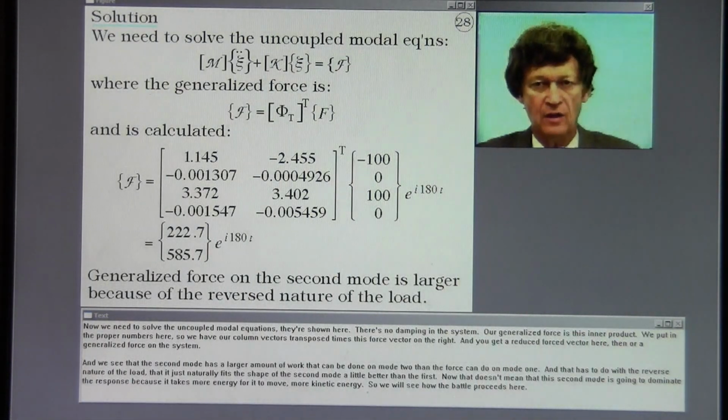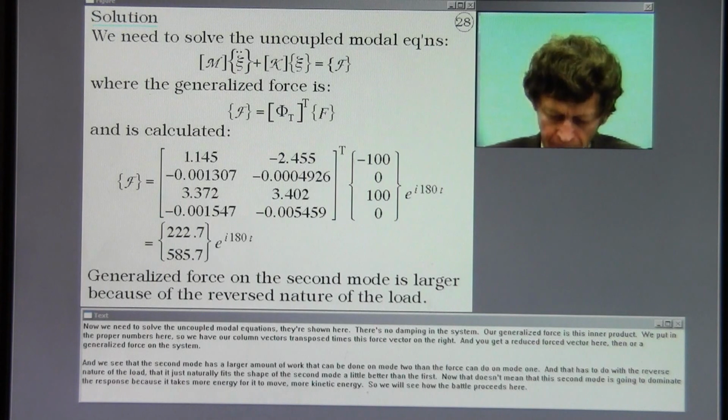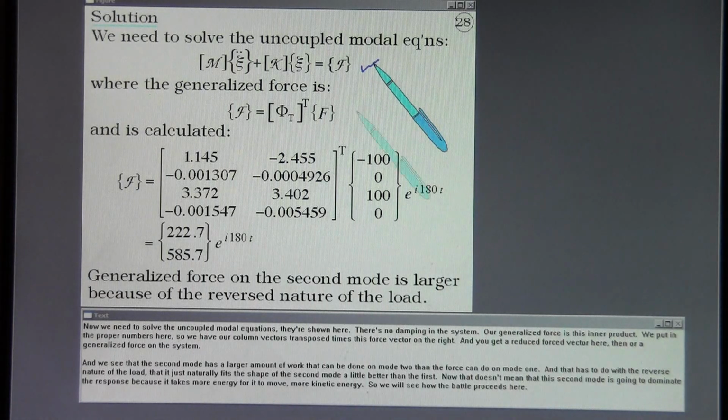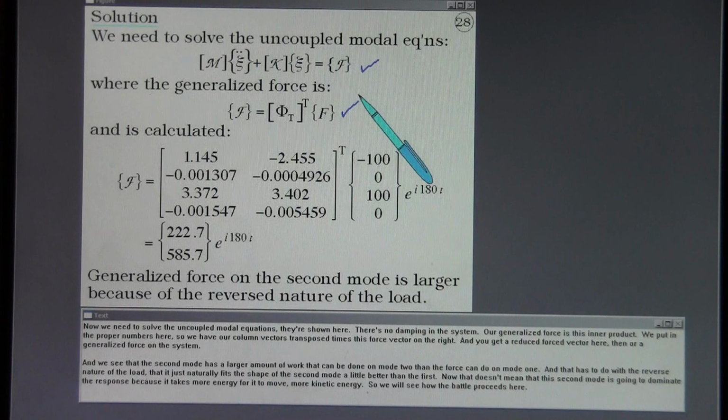Now we need to solve the uncoupled modal equations. They're shown here. There's no damping in the system. Our generalized force is this inner product. We put in the proper numbers here, so we have our column vectors transposed times this force vector on the right, and you get a reduced force vector here then, or a generalized force on the system.